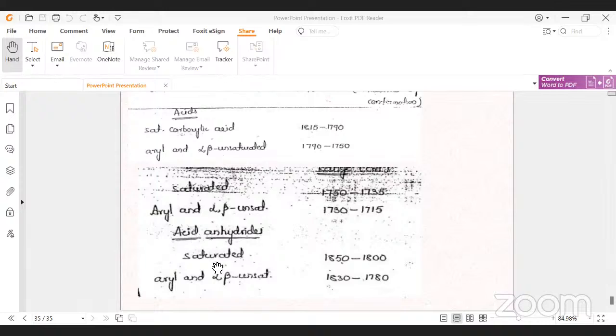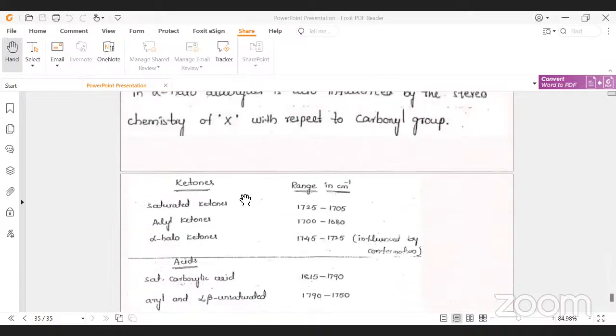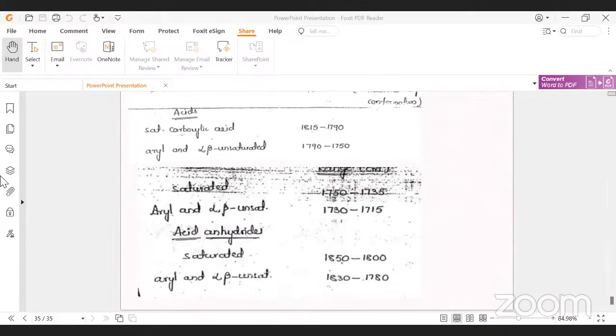Acid anhydride, saturated acid: 1850 to 1800. If an aryl anhydride is there, the frequency decreases, where aryl means electron donating group: 1830 to 1780. And we have another part.